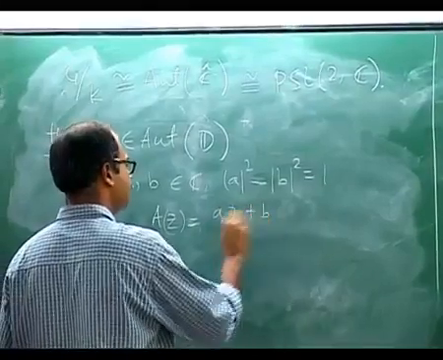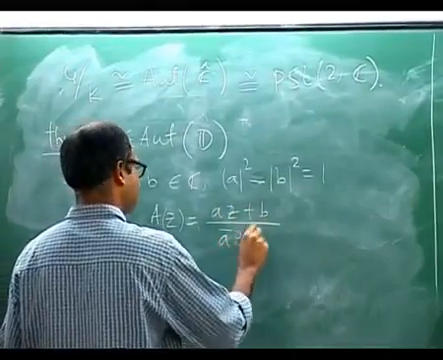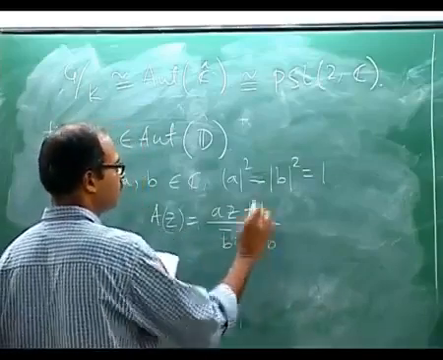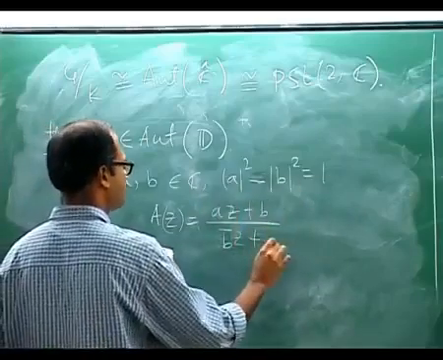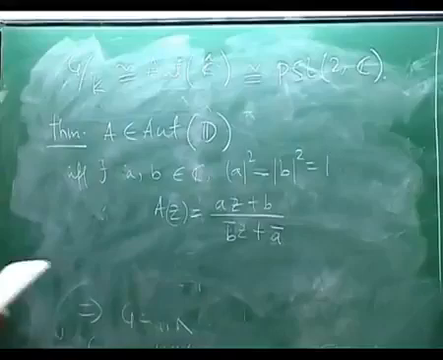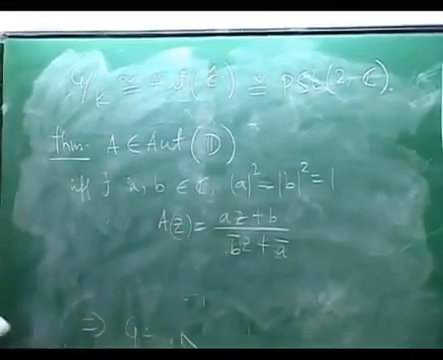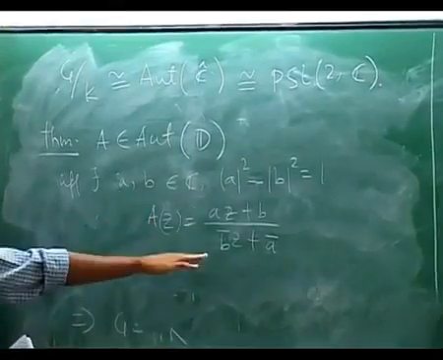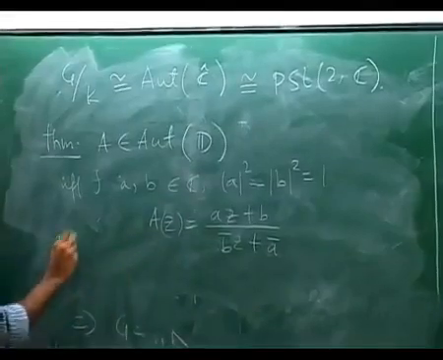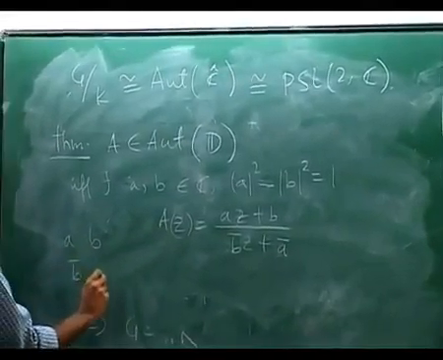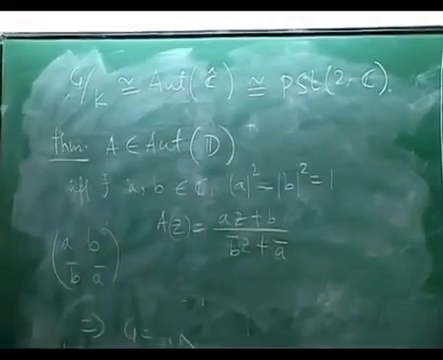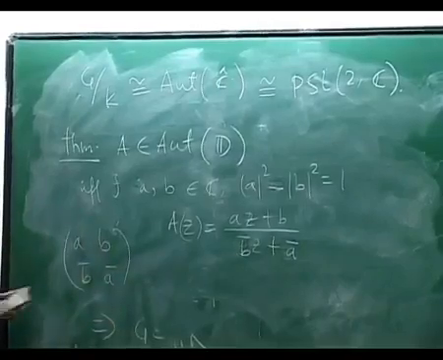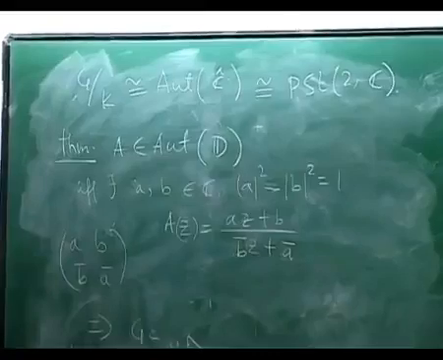The map is Z goes to AZ plus B over B bar Z plus A bar. That's just the condition of determinant 1. So this just says that the determinant is 1. So these kinds of special matrices in PSL2C which have this form will form the automorphism group of the unit disk.